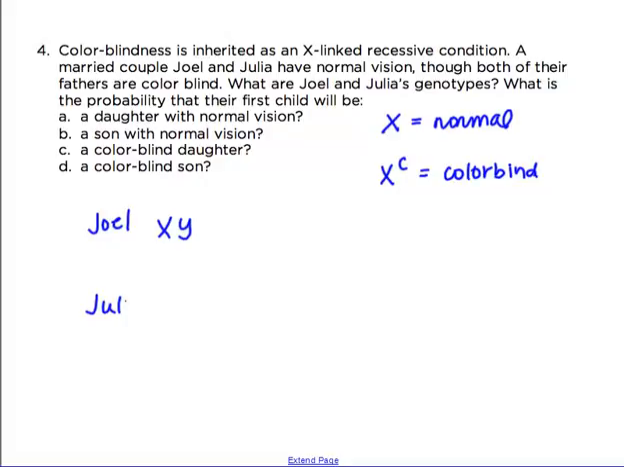Now for Julia, her colorblind father does matter. So she got one X from her mother, and she also got an X from her father. The only X chromosome that her father had had the colorblind allele on it, so she is normal X and then X little c. And you also know that she got the normal X from her mother because she isn't affected, in which case she would have to have the allele on both X chromosomes. So these are their genotypes. Now for the subsections, it says, what is the probability that their first child will be a daughter with normal vision? So let's do a Punnett square to answer actually all of these parts.